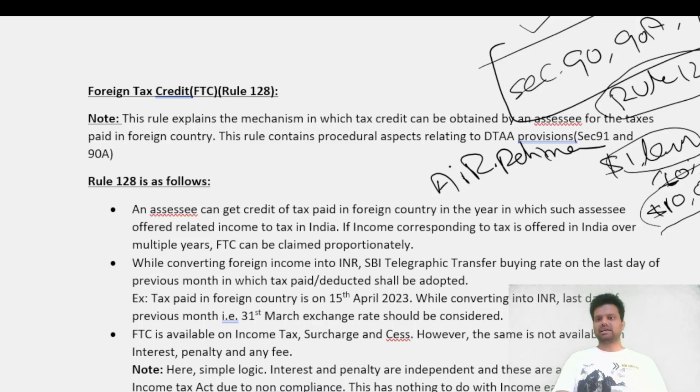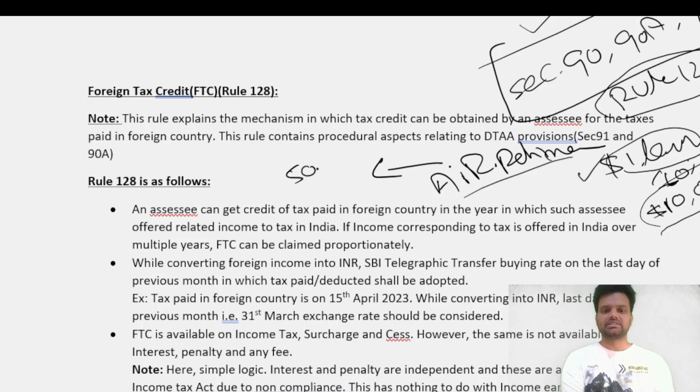But sometimes he will receive the amount in installments that fall into different financial years. In that case, what will we do? For example, in this case, A.R. Rahman, the total amount he is getting is $1 lakh. He has received 50,000 in March 23, and another 50,000 he received in April 23.